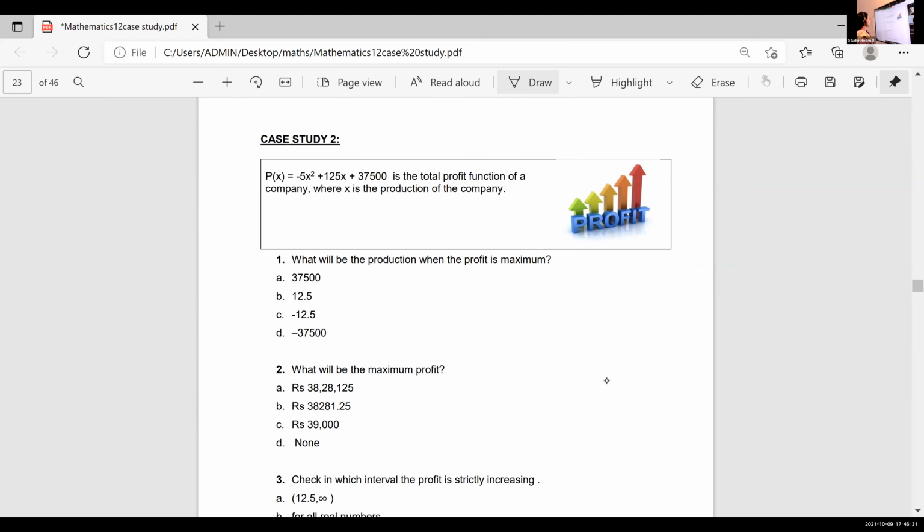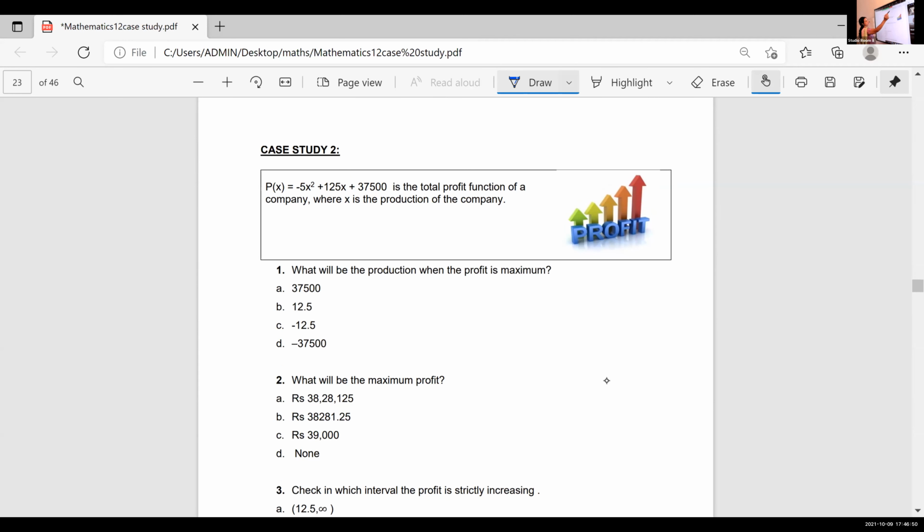The profit is given where x is the production of the company. Find out what will be the production when the profit is maximum. We want to find maximum. How will you find maximum? P of x is given. So find P dash of x, P double dash of x. What is P dash of x? Minus 10x plus 125, isn't it? And what is P double dash of x? That is minus 10.